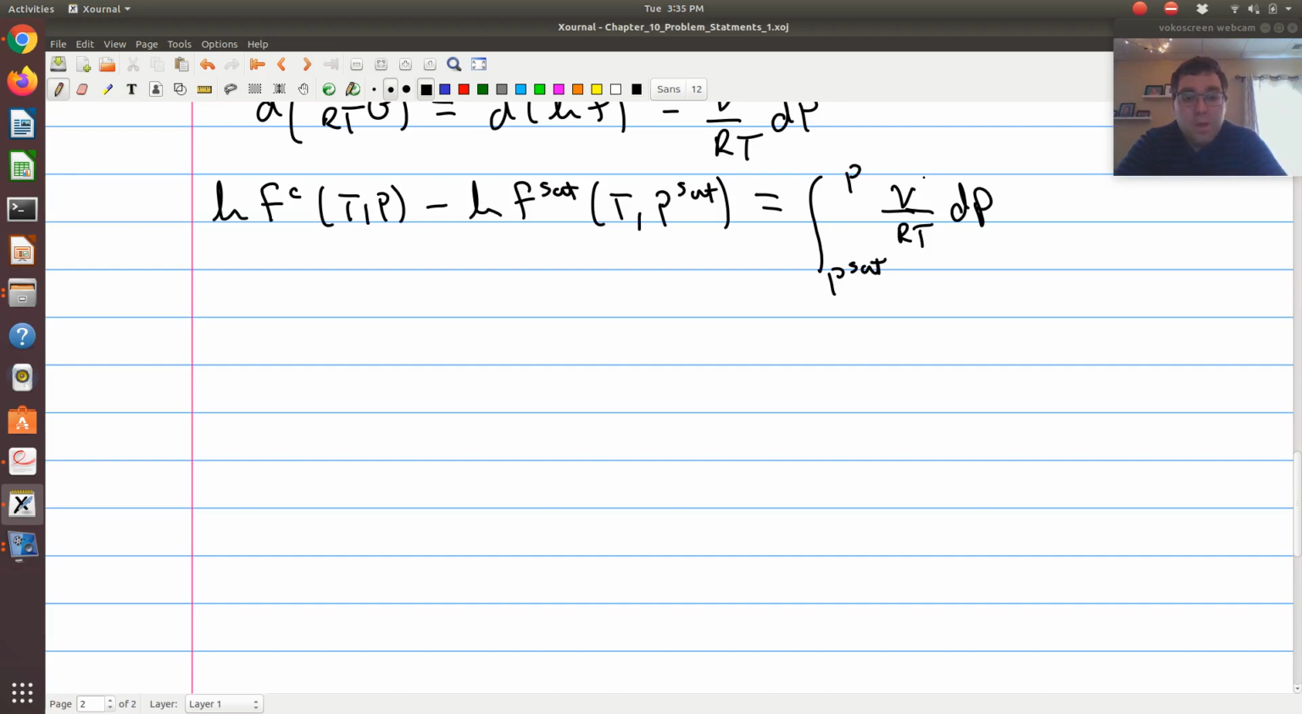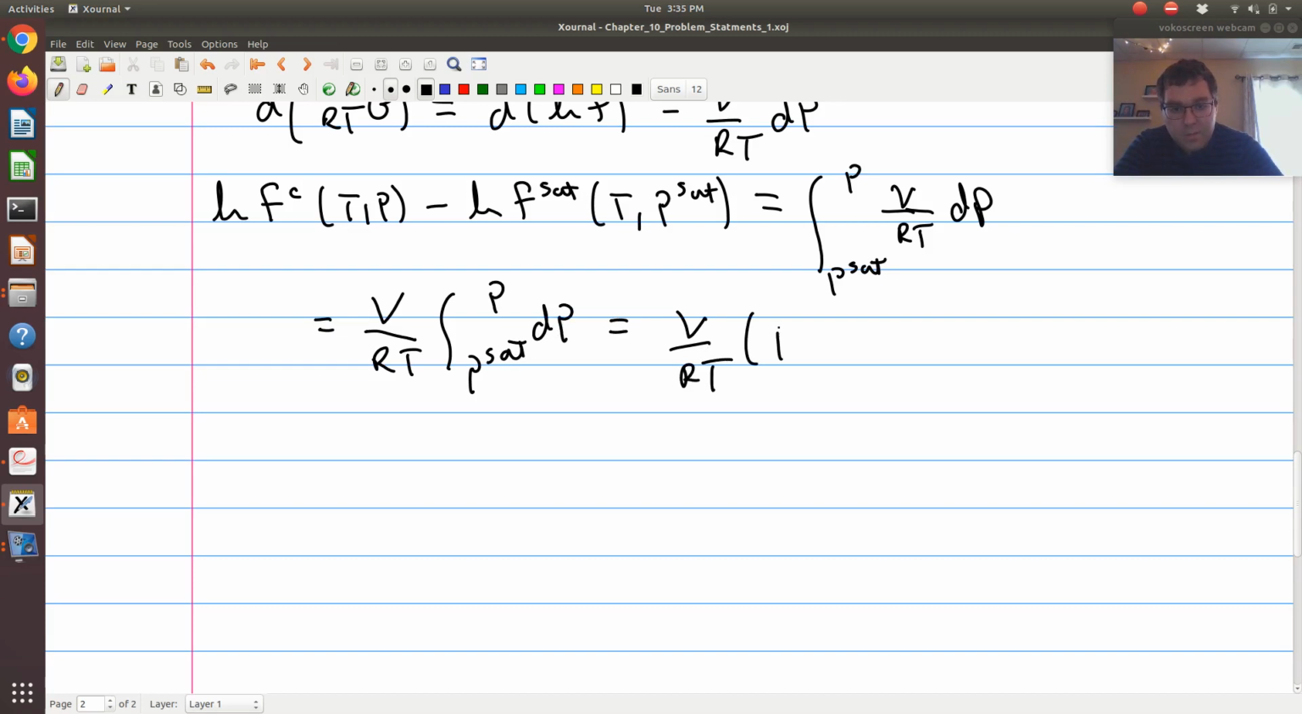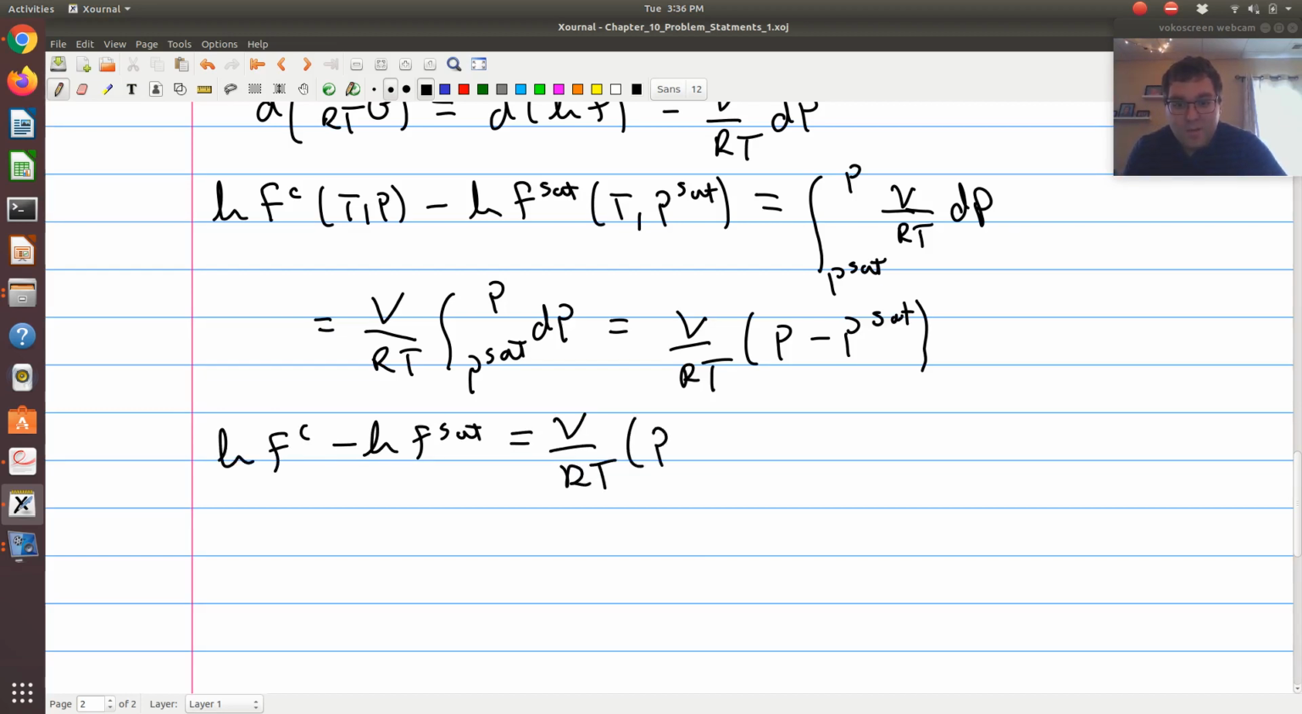So if we assume molar volume is constant, I can pull out V over RT, and I'm just left with the integral of dP from P sat to P, so I'm left with V over RT times P minus P sat. And that's my Poynting correction. Then, if I wanted to rearrange, log f of the compressed phase minus log f sat is equal to V over RT times P minus P sat.